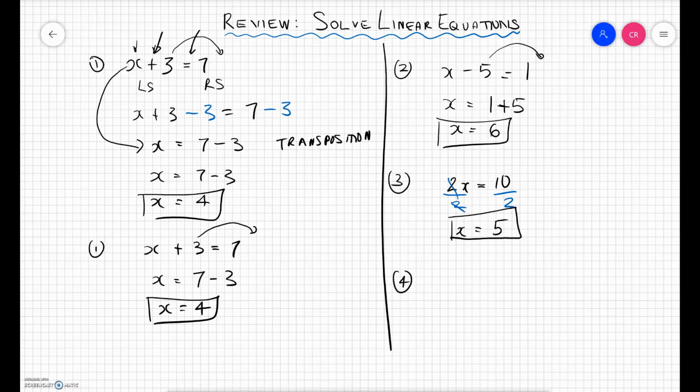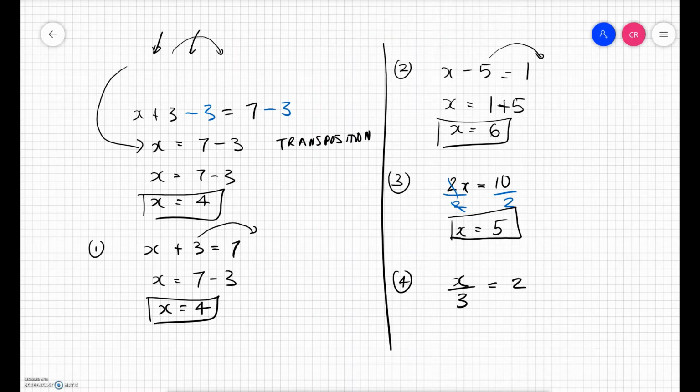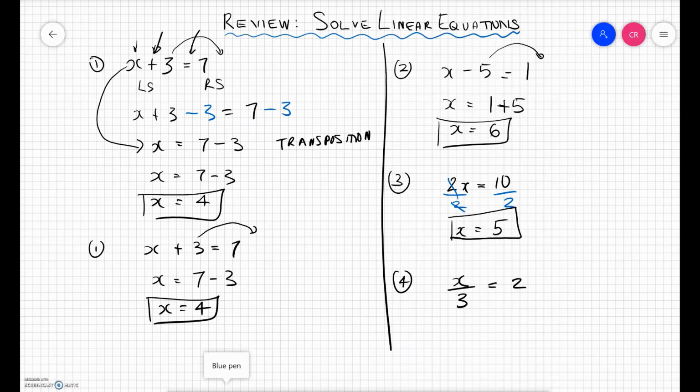Fourth question. We have x divided by 3 equals 2. Now, how do we get rid of the 3? We can simply multiply both sides by 3. The 3 goes, and you're left with x equals 2 times 3, or x equals 6.